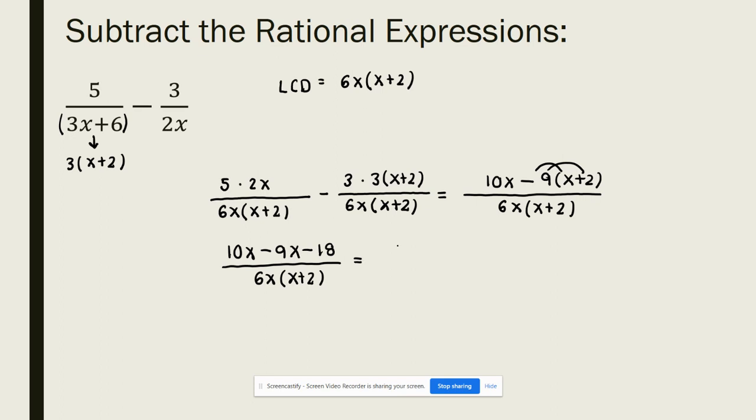Combining like terms in the numerator gives you an x minus 18 on the top, still all over that least common denominator. Since there are no more like terms on the top, it's just a matter of can we simplify this down any further? Because the numerator does not factor, I cannot simplify because there's nothing on the top that's the same as the bottom. So this would be my final answer.